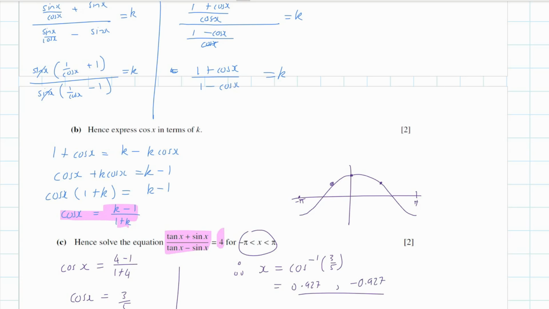Well, that'll do for the trigonometry. We've done all of the June trig questions for the Pure Maths 1 papers. I hope that's been helpful to you.